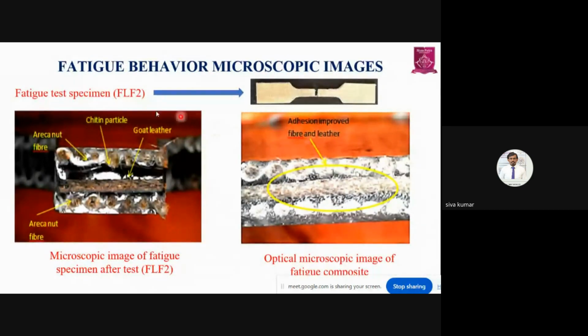And this is the microscopic image of fatigue behavior. You can find here areca nut, chitin particles, and goat leather. The middle one is nothing but goat leather. In the optical microscope, you can find the adhesion improvement of the fiber here. There is some bonding in this place because of the Ceylon treatment.